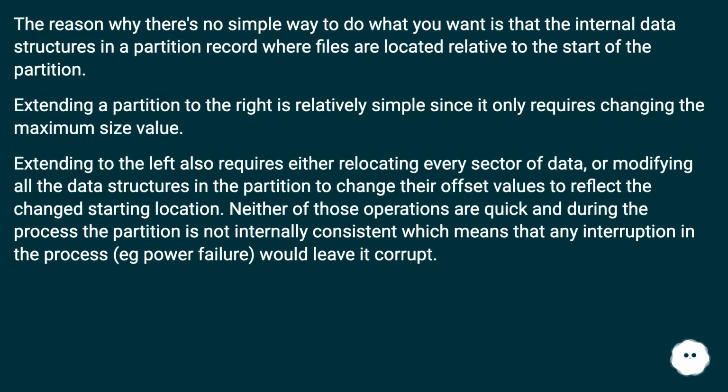The reason why there's no simple way to do what you want is that the internal data structures in a partition record where files are located relative to the start of the partition. Extending a partition to the right is relatively simple, since it only requires changing the maximum size value. Extending to the left also requires either relocating every sector of data, or modifying all the data structures in the partition to change their offset values to reflect the changed starting location.